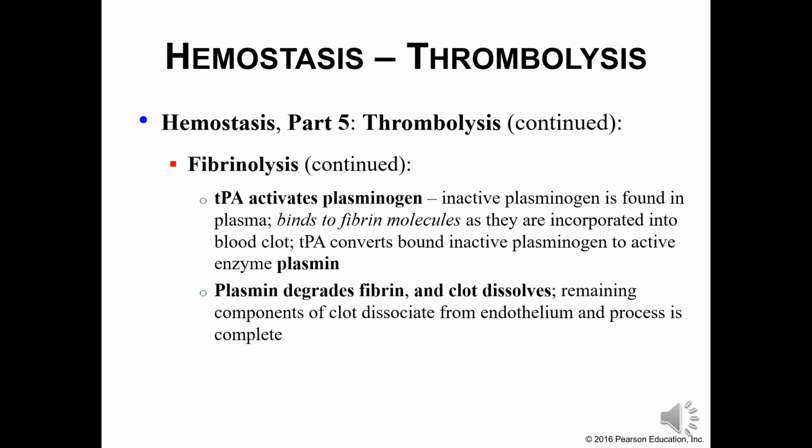TPA activates plasminogen, the inactive plasminogen that is found in your plasma. It then binds to fibrin molecules as they become incorporated in the blood clot. TPA then converts the bound inactive plasminogen to the active enzyme plasmin, and plasmin in turn degrades fibrin and the clot dissolves. The remaining components of the clot then dissociate from the endothelium, and you've finished your process of coagulation, and your hemostasis is ended.